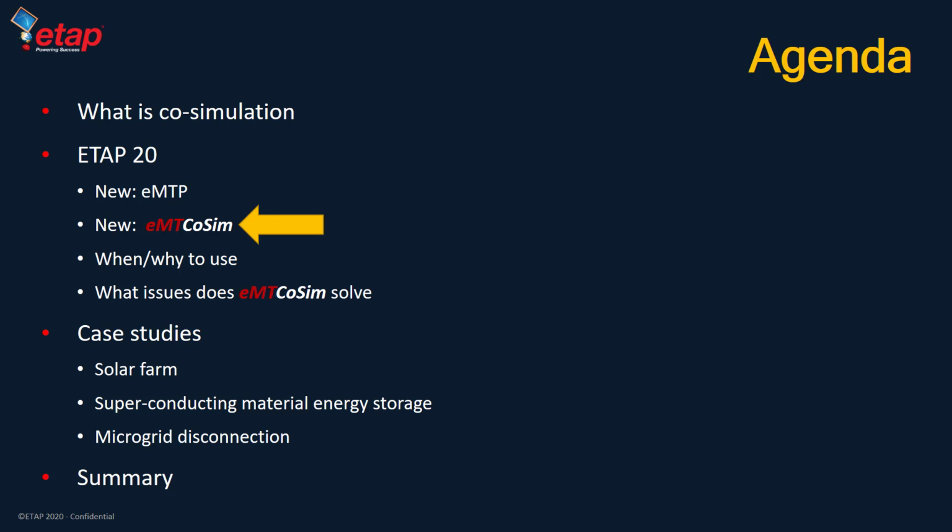Its purpose is to co-simulate two electrical domains together. In this presentation, we will demonstrate how it can be used to co-simulate the phasor domain and the electromagnetic transient domains. We're going to take one of ETAP's phasor domain engines, namely the transient stability engine, and couple it with ETAP eMTP for a more credible and cohesive simulation result.